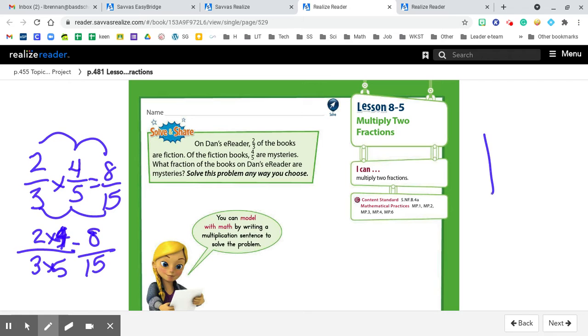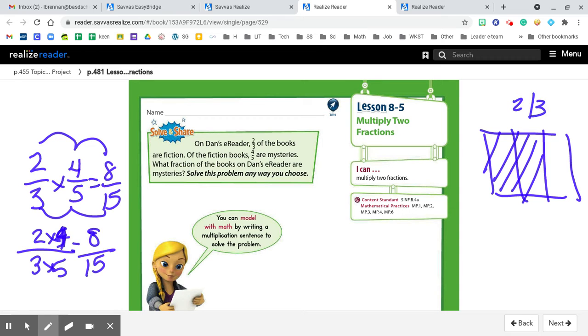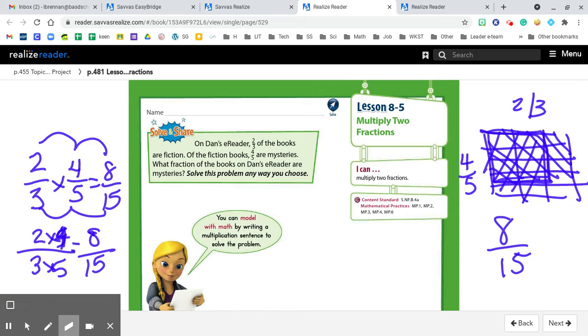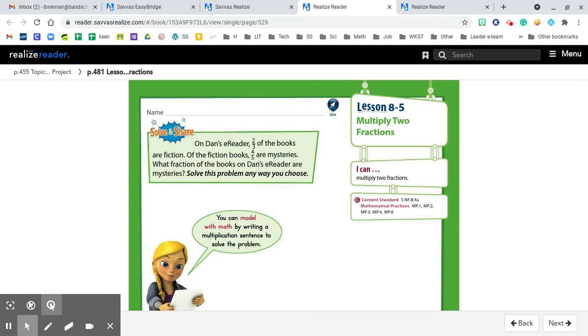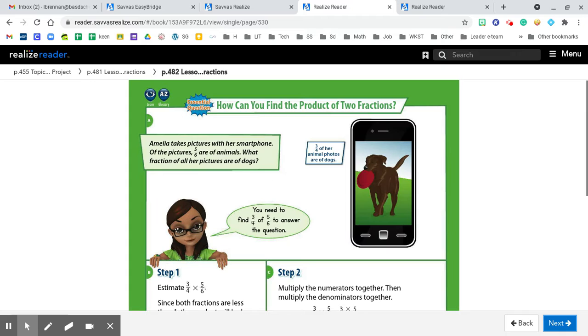If you want to show it on a grid, you can say 2/3 and 4/5 equals 8/15. Okay. And you can watch the video online.